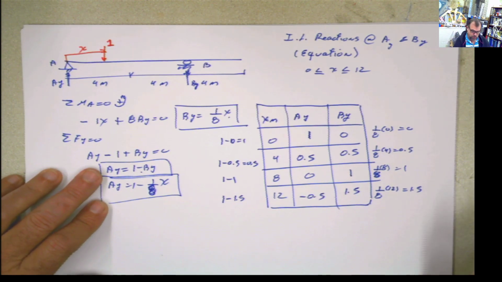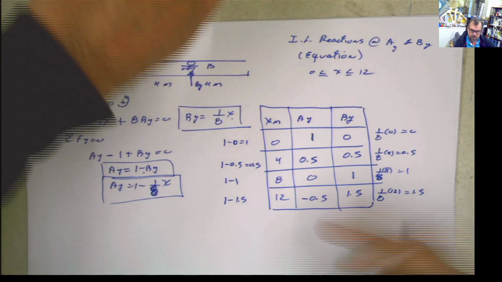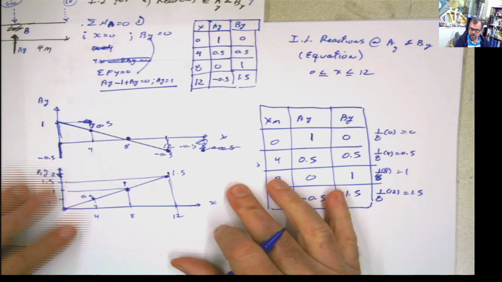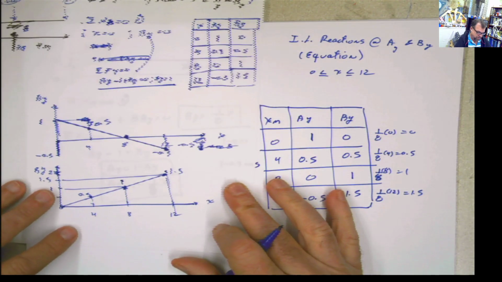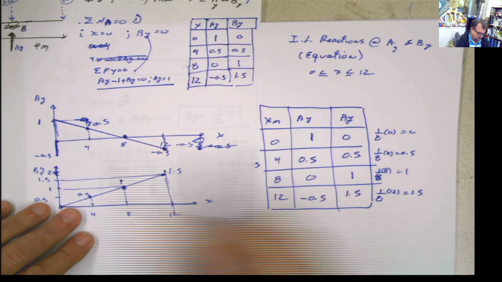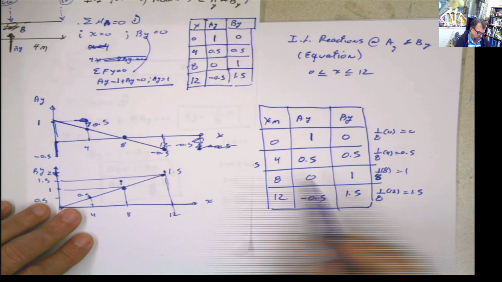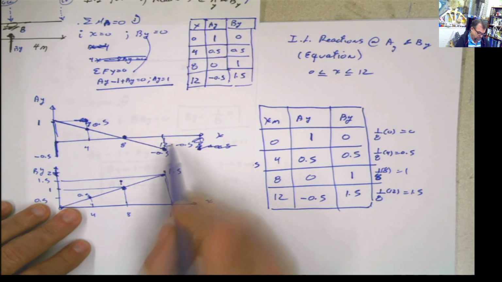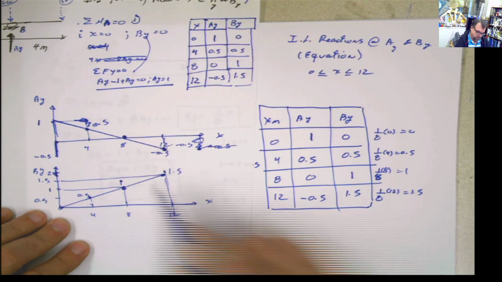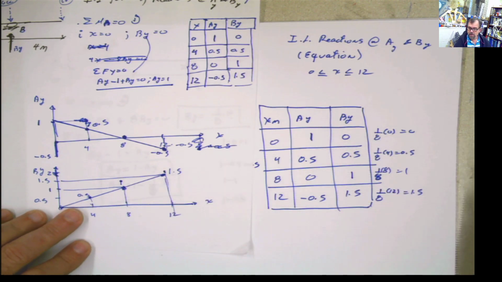Boom, done. Well, not done, but in my case it's done, because now you just have to plot it, and we already did the plot in the other example that we solved, but it's the same thing. So you just plot these values: 0, 0.5, 1, 1.5 for BY, and 1, 0.5, 0, negative 0.5 for AY at x of 12, and that will be the influence lines.